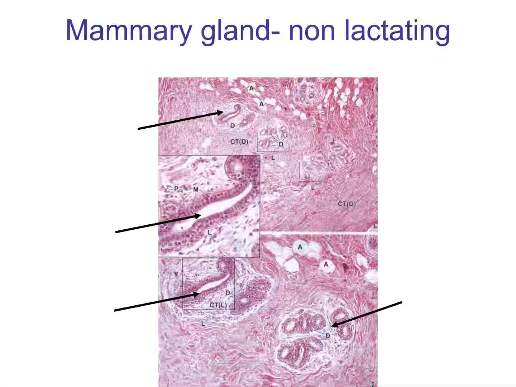This is also non-lactating mammary gland containing mainly the duct system, and in between the ducts there is dense connective tissue. This is a bigger duct which is lined by stratified cuboidal or columnar epithelium. Mostly it is stratified columnar epithelium, and these are the areolar tissue. Here also the areolar tissue is there.